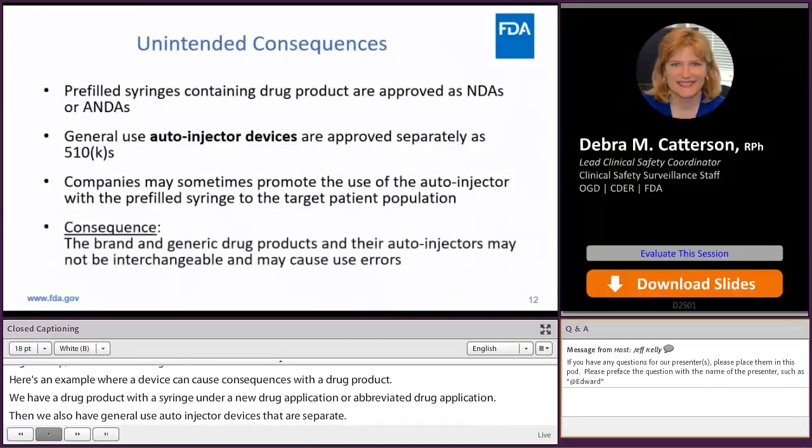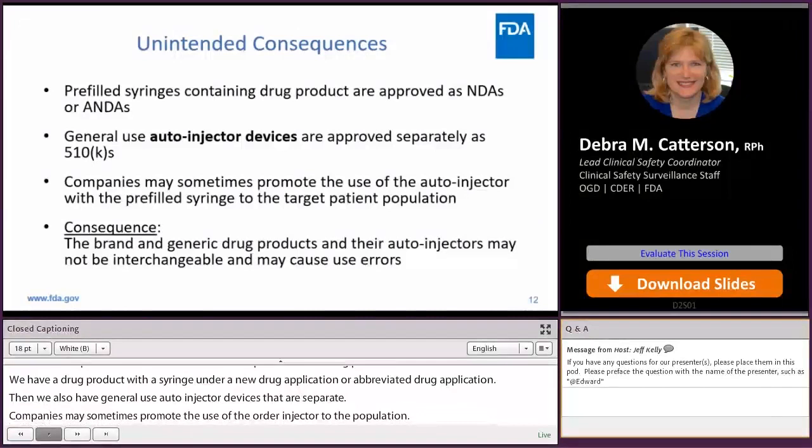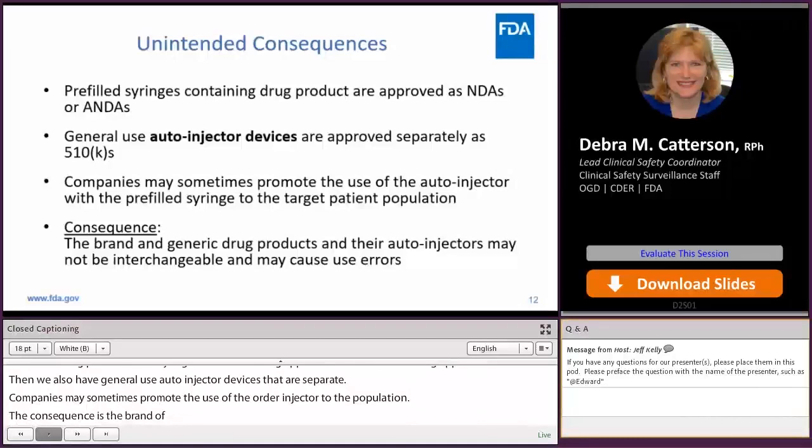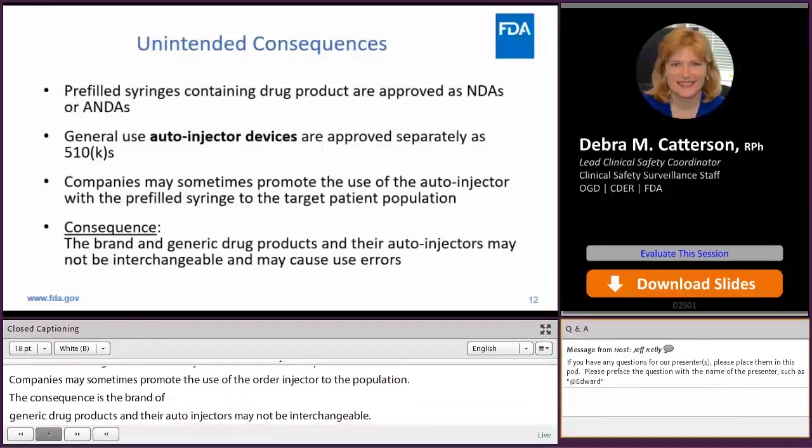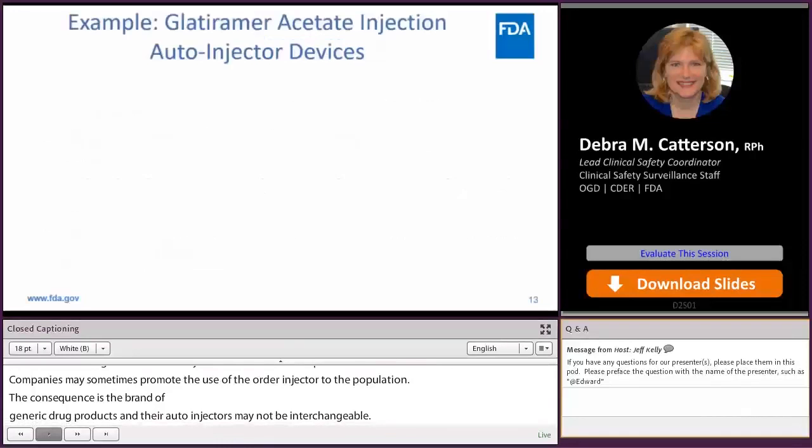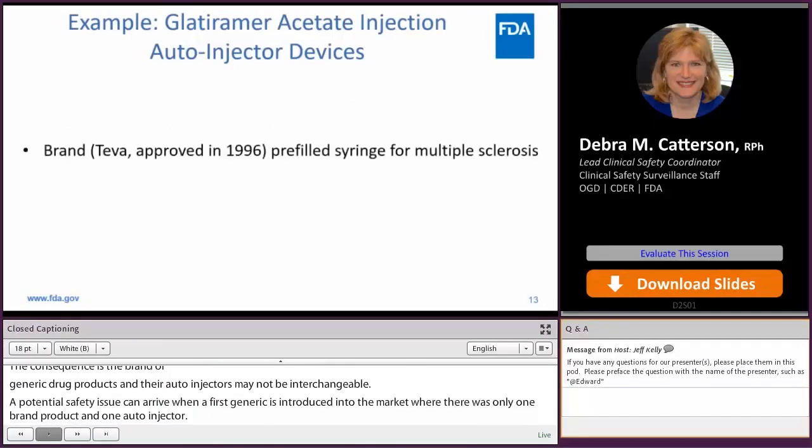The consequence is that the brand and generic drug products and their auto-injectors may not be interchangeable, and that may cause use errors. A potential safety issue can arise when a first generic is introduced into the market where there was only one brand product and one auto-injector. A good example of this is with glatiramer acetate injection auto-injector devices. The brand product is a pre-filled syringe for multiple sclerosis, and it was approved in 1996.